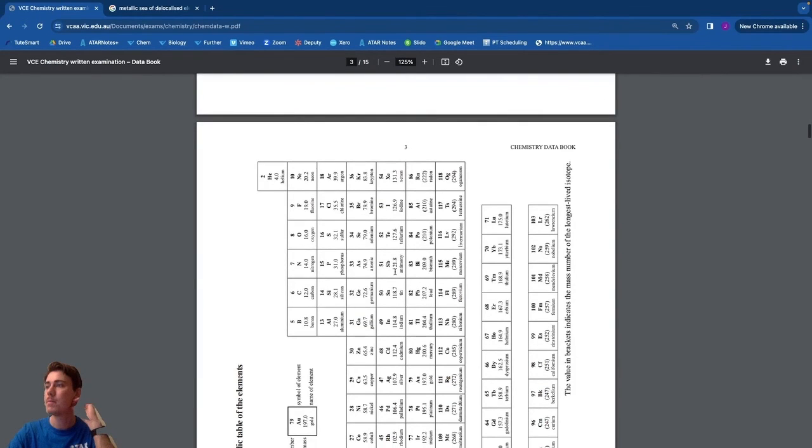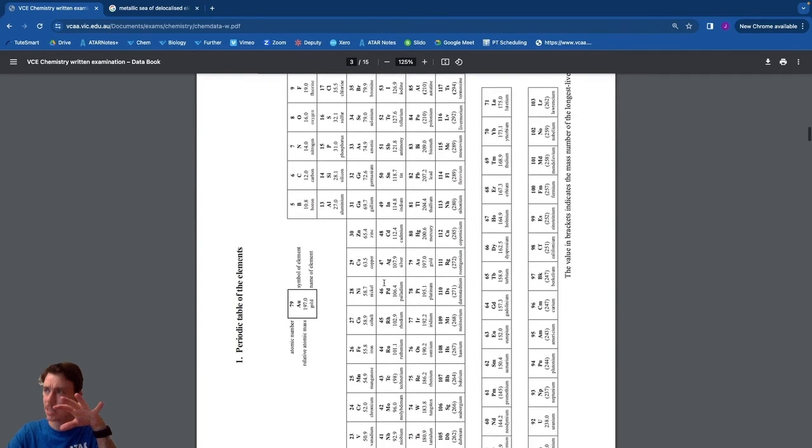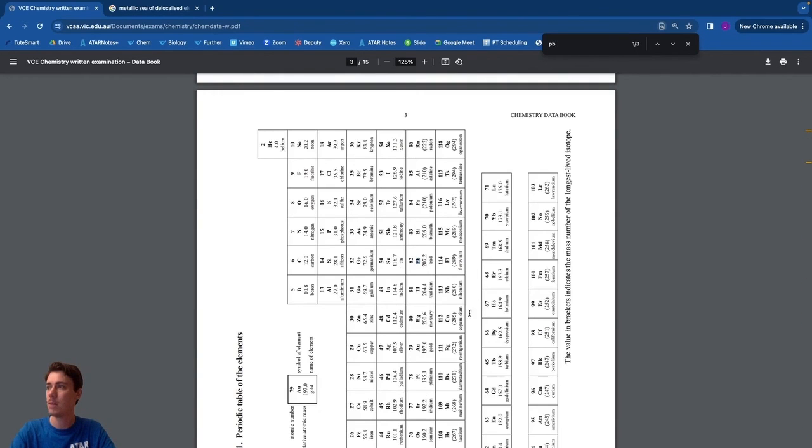So Pb is a bit of an interesting one because Pb doesn't have the same lettering as its name. If I find Pb, Pb is lead. Pb doesn't look anything like lead. It's not an L, it's not an Le, it's nothing like that. There are a few of them like that.